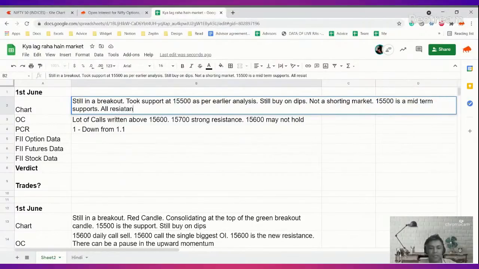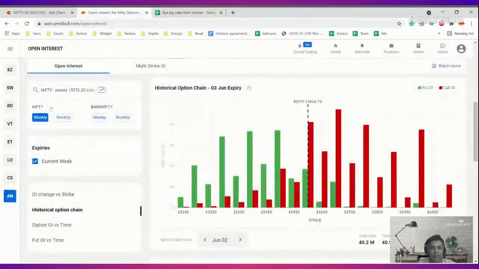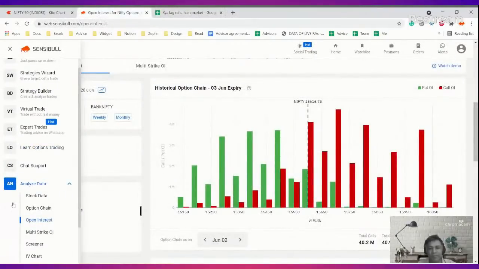All resistances are temporary. They are all dips. They are not going to be reversals. Now let us look at FII option data.